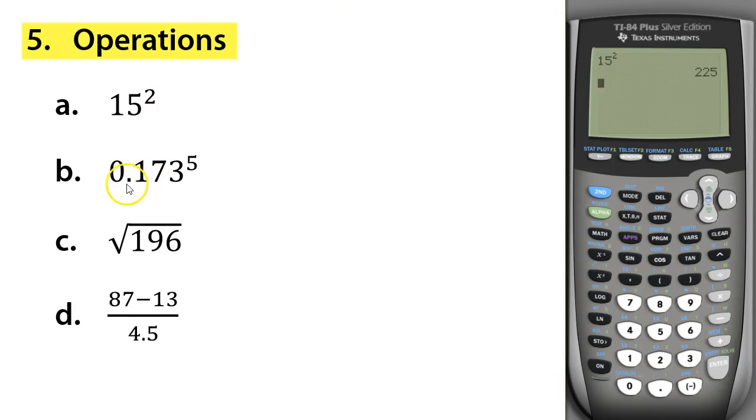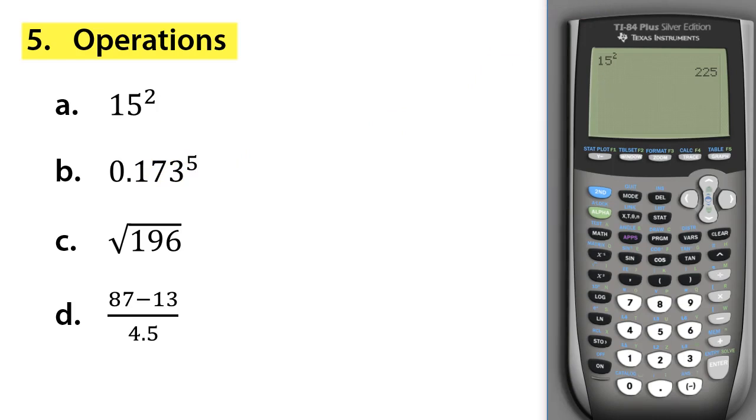What about this right here? 0.173 to the 5th power. To do any power that's greater than 2, we press this caret button. We just press that, and then we can raise to whatever power we'd like. In this case, we're raising to the 5th power, so we press 5, and that's how we do that.